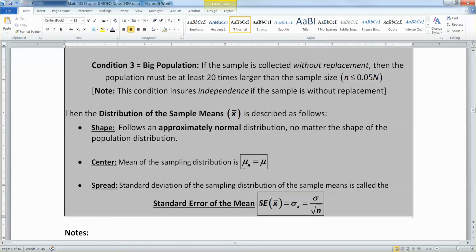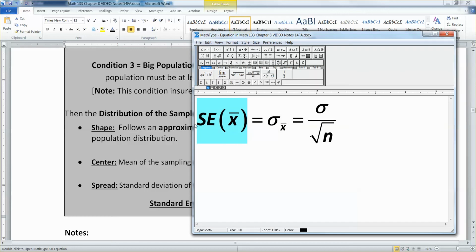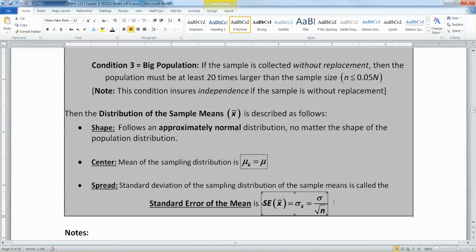which is SE of x bars, standard error SE x bar, standard error of the mean. SE of x bar, that first notation is how computers write it. So computer programs can handle this notation. By hand, you can handle this, which is the standard deviation of the x bars, right? The standard deviation of the sample means. And the formula for it is sigma divided by the square root of n, where sigma was the standard deviation and n is the sample size. Now keep in mind what this means. We now have standard deviation, which is for the population, and standard error, which is for the sampling distribution.